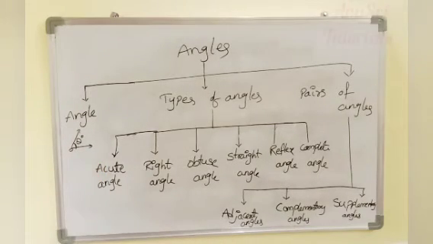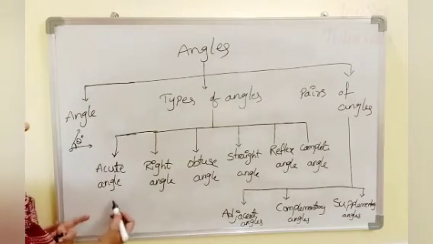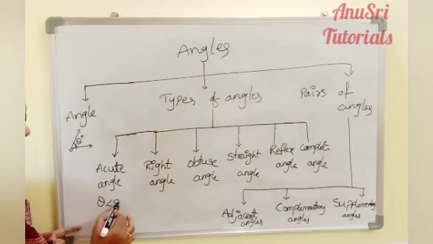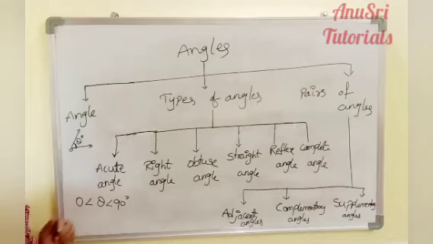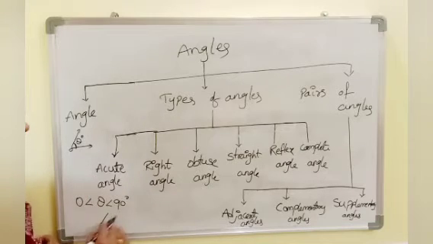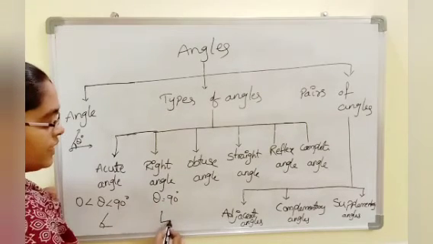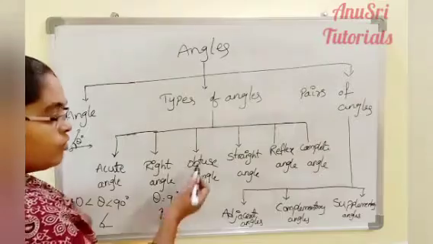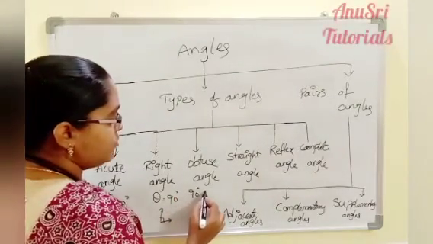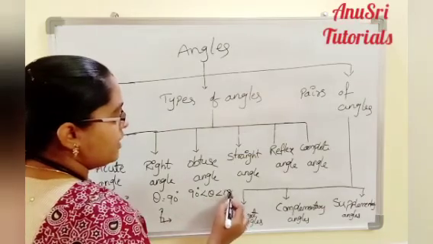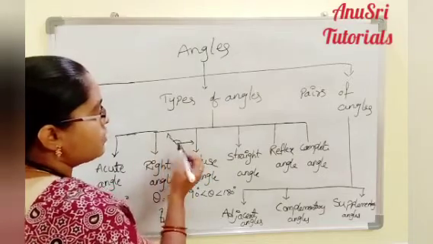And then types of angles. What are the different types of angles we discussed? Acute angle: if theta measures less than 90 degrees and greater than 0, the angle lies between 0 and 90, we are calling that an acute angle. And what is a right angle? If the angle measures exactly 90 degrees, we are calling that a right angle. What is an obtuse angle? If the angle measures more than 90 degrees and less than 180, then we are calling that angle an obtuse angle. So an obtuse angle must be like this.